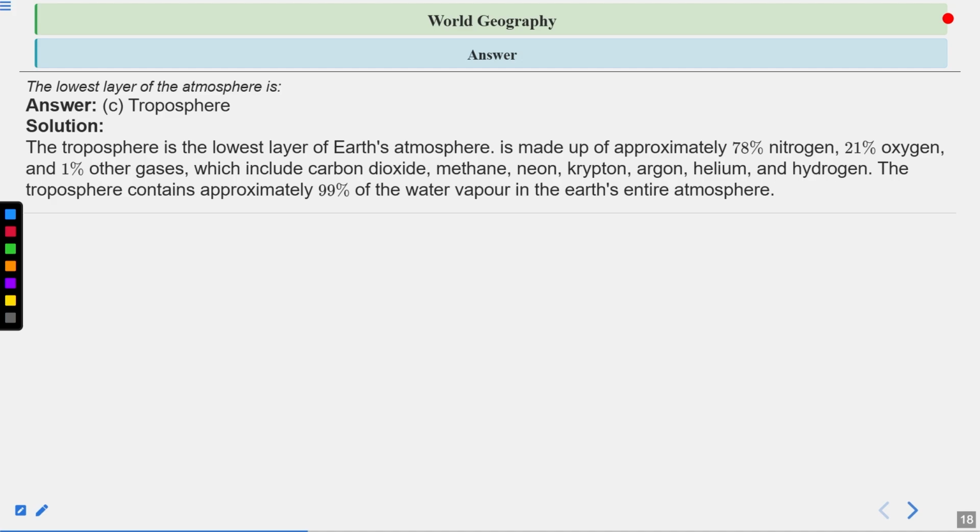Do remember one more thing: among the greenhouse gases, the gas with the maximum proportion is water vapor. Other than that, the troposphere is also the layer in which weather phenomena take place, like the formation of cloud, ice, snowfall, and rainfall. Everything occurs in the troposphere.